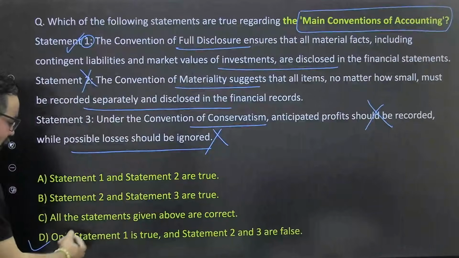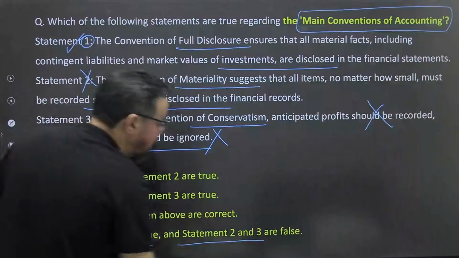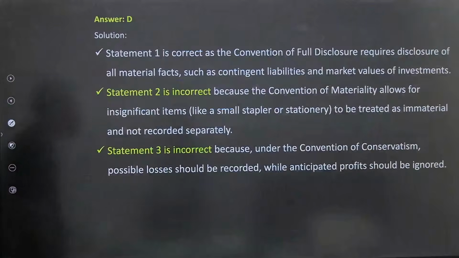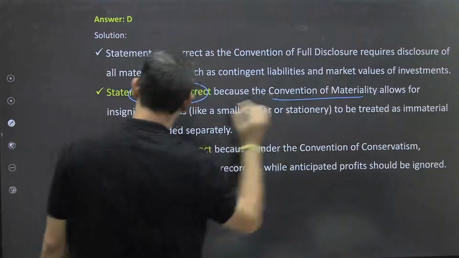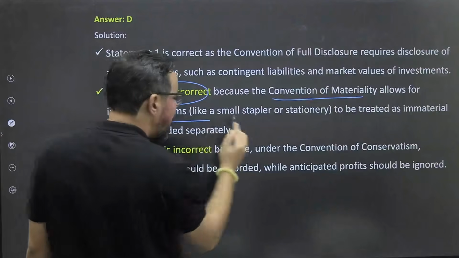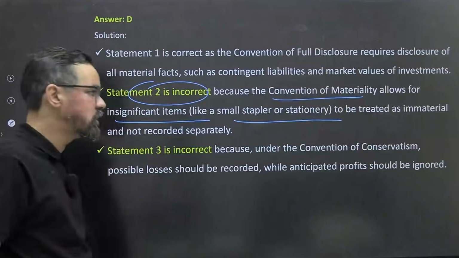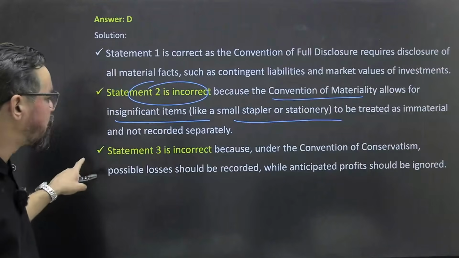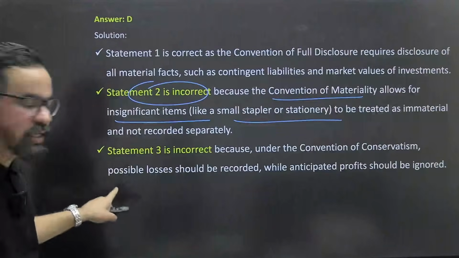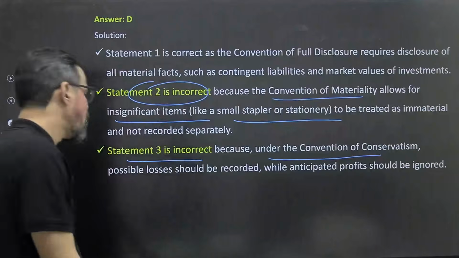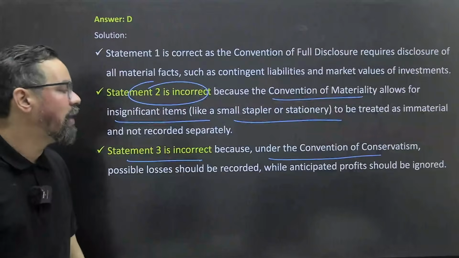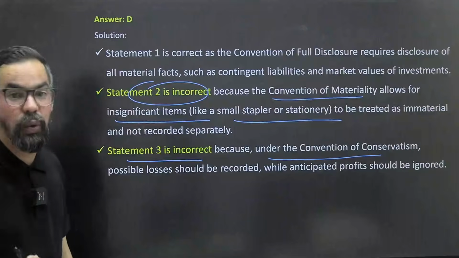So only statement 1 is true, rest 2 and 3 are false. D will be the right answer for this one. Statement 2, because the convention of materiality allows insignificant items like a small stapler or stationery to be treated as immaterial and not recorded separately. And 3.1 is the convention of conservatism. Possible losses should be recorded while anticipated profit should be ignored, right? So that is the one.